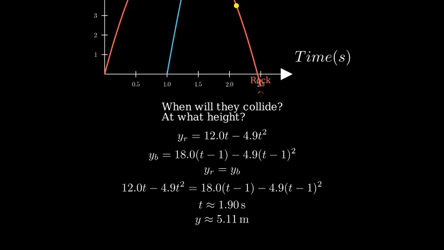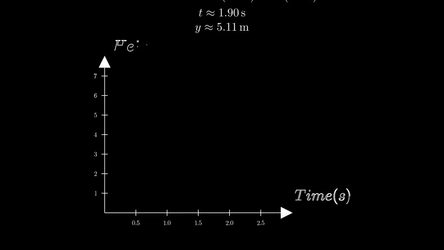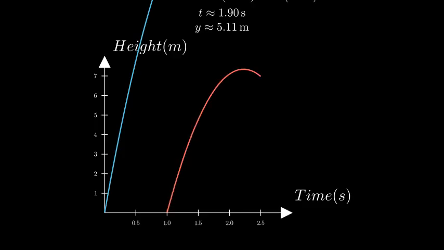Now for part C, what if we reverse the order? If the ball is thrown first at 18 meters per second, and then the rock 1 second later at 12 meters per second, their paths will look like this. Using the same method as before, we can find they will collide at a different time and height.